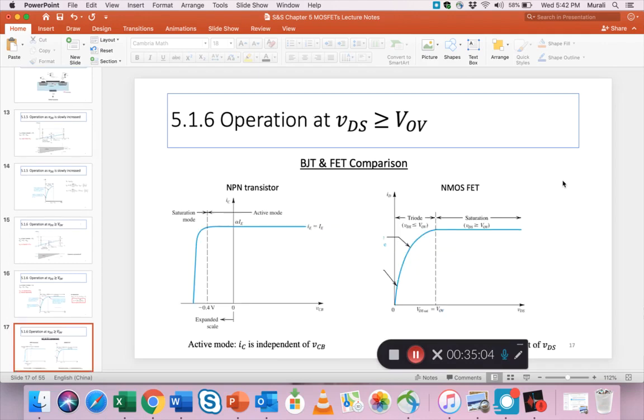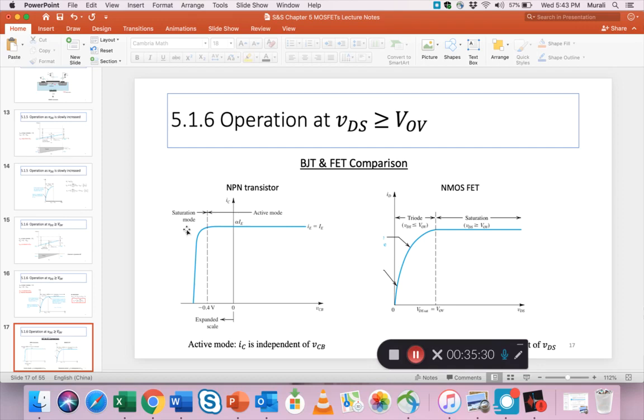I'm going to move quickly to slide 17. I know we are always running short on time because these chapters are packed with lots and lots of information and we have plenty to cover. So excuse me if I feel like I'm rushing. But I did want to spend a few minutes comparing what we have already learned about an NPN transistor and this NMOS FET that we are studying now.